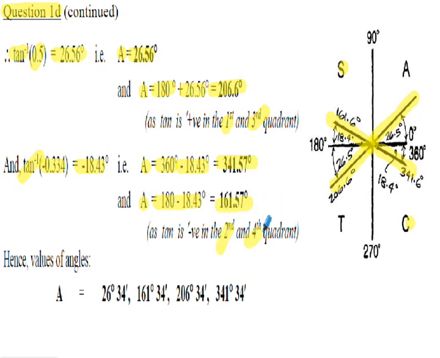So in the second and the fourth quadrant, that's where the negative tan ratios occur. So our solutions for A are, in degrees and minutes I've used here, 26 degrees and 34 minutes, 161 degrees and 34 minutes, 206 degrees and 34 minutes, or 341 degrees and 34 minutes. Don't forget, degrees, minutes and seconds is a button push on your calculator.